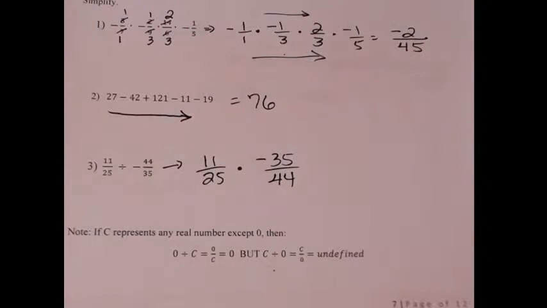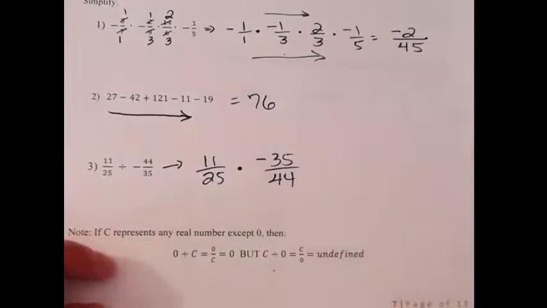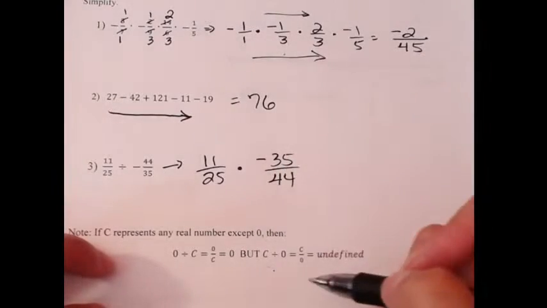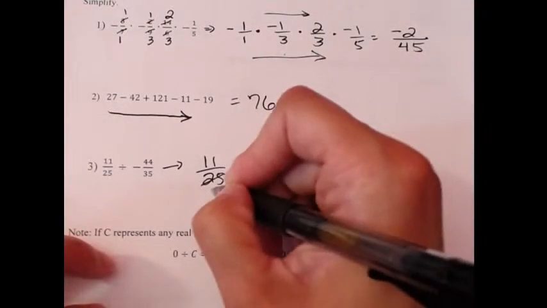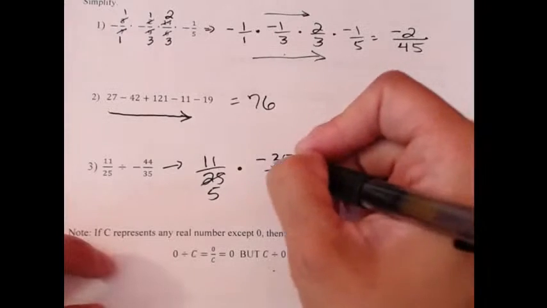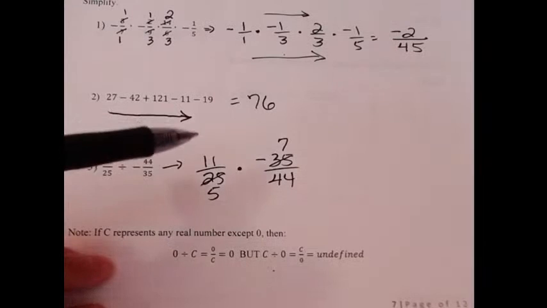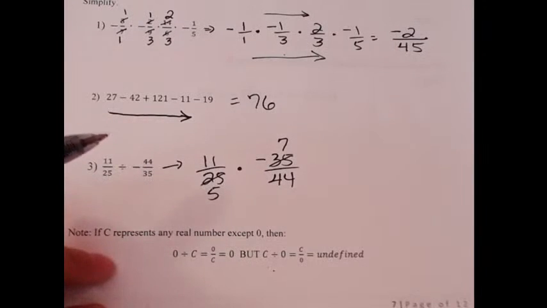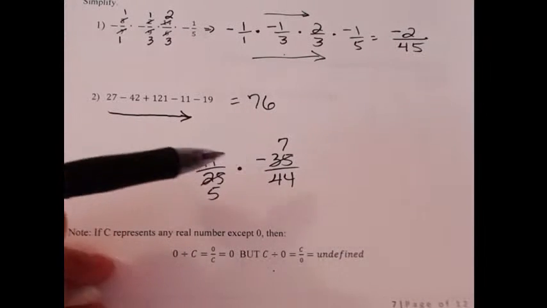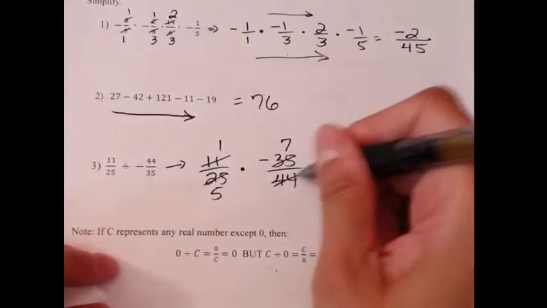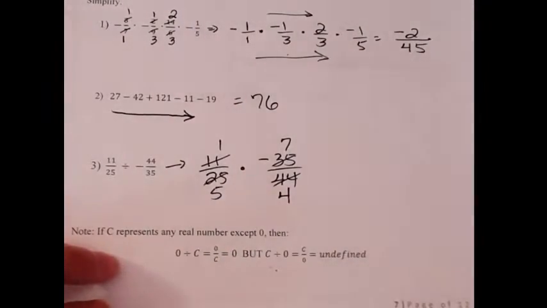So meaning that we can actually reduce. So 25 and 35, I'm going to divide both by a 5. I see that that's a common factor. 5 goes into 25 5 times. 5 goes into 35 7 times. Next, I notice my 11 and 44. I see that I can divide 11 into both of these. So 11 into 11 is 1, and 11 into 44 is 4.